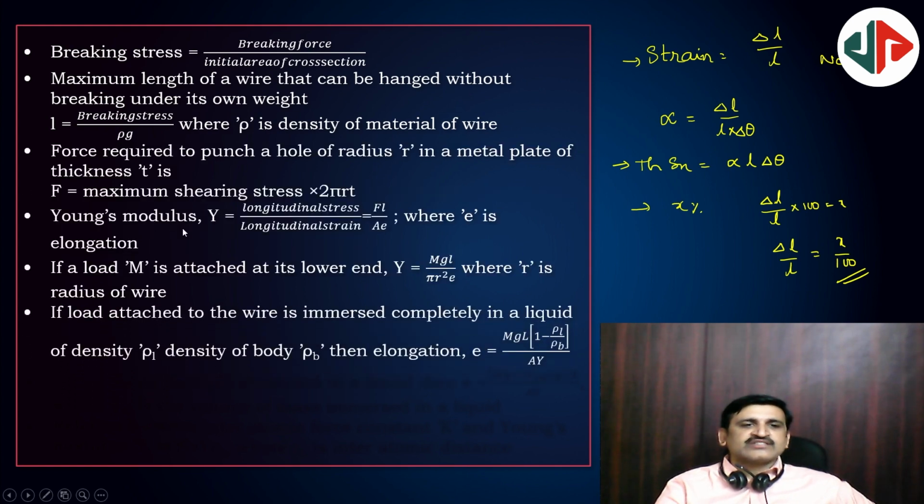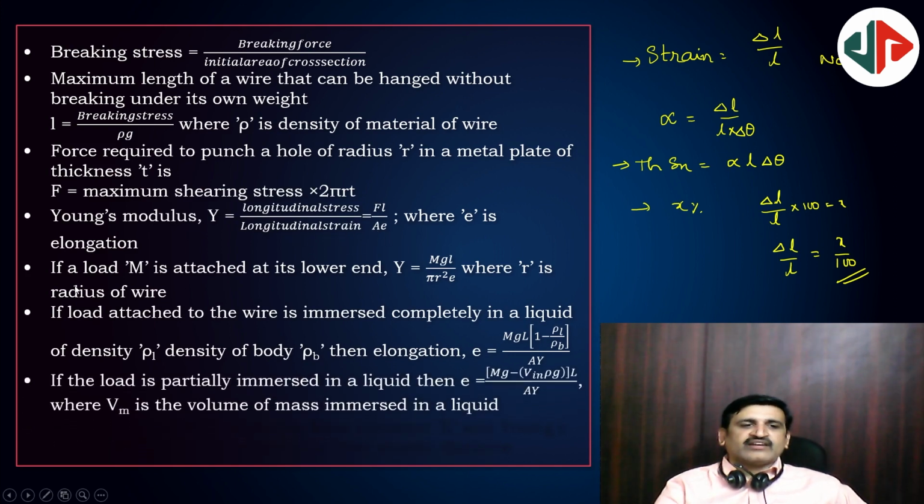And here Young's modulus Y is equal to longitudinal stress by longitudinal strain, FL by AE. And if a load M is attached at the lower end, then Y is equal to mgl by pi r square E, where r is the radius of the wire. And pi r square is the cross section area of the wire, but not the suspended sphere radius or something else. Be careful in that.